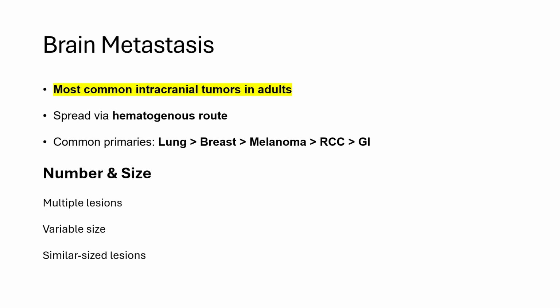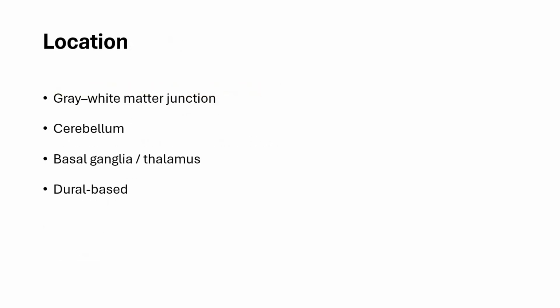So what we see in metastasis, that is the number and size. They could be multiple in number and they are of variable size, small to medium, and similar size lesions can also be seen at different sites. Location of metastasis is the gray-white junction, cerebellum, basal ganglia, thalamus, and dural base.